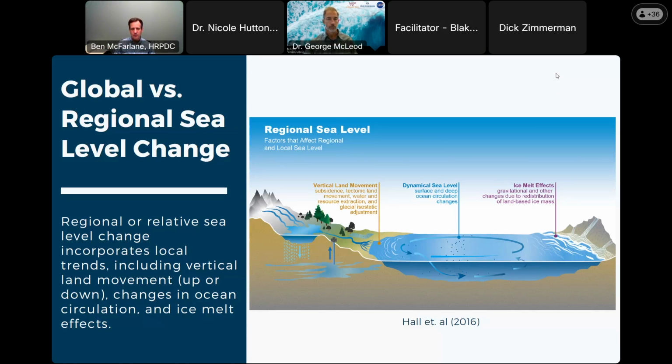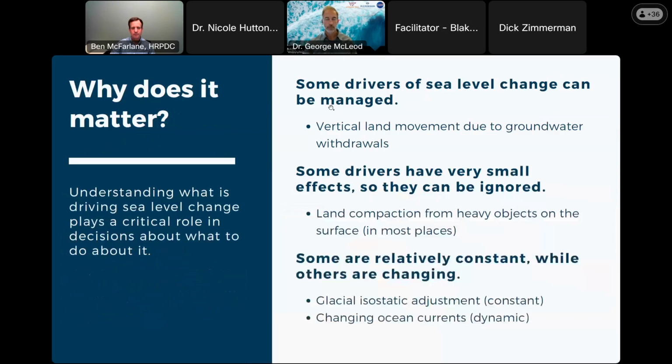So from a variety of different specific causes, but knowing that the ground is actually going up and down locally, and being able to factor that in to what our projections are that we're using when we're planning for sea level rise. So why does this matter? Well, if we don't understand why it's happening or how much it's happening, and how these different parts play together in this giant sandbox, it makes it really hard for us to develop an effective response.